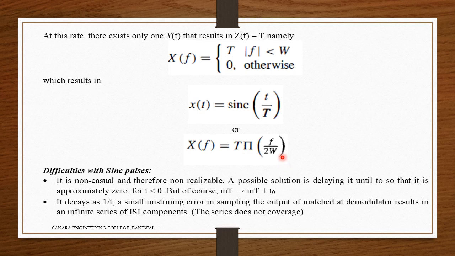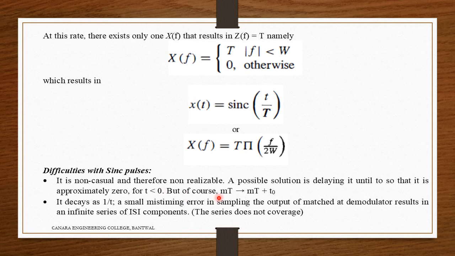So what you can infer from the above result is the difficulties with the sinc pulses. This is the sinc pulse, and this is how the sinc pulses will cause an ISI here. So that's the problem. Now it is non-causal and therefore non-realizable. A possible solution is delaying it until t0, so that it is approximately 0 for t less than 0.